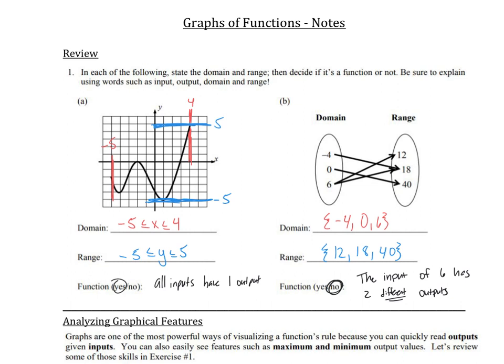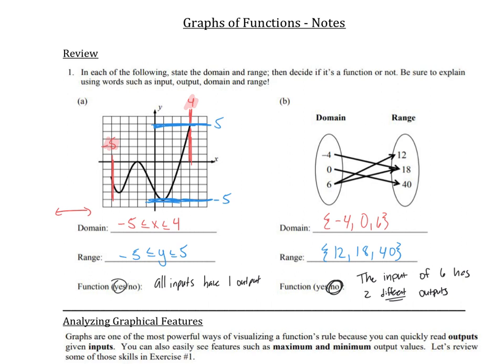So looking at A, if I want to find the domain, remember, the domain is going to be your x values. So the domain is looking from left to right. If I look at this graph, it's starting at -5 and it's ending at 4. So it's from left to right, starting at -5, ending at 4, so my domain would be -5 to 4.